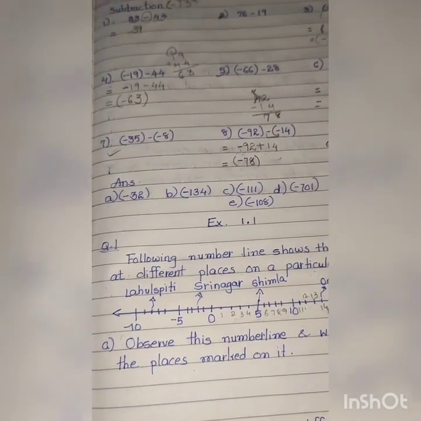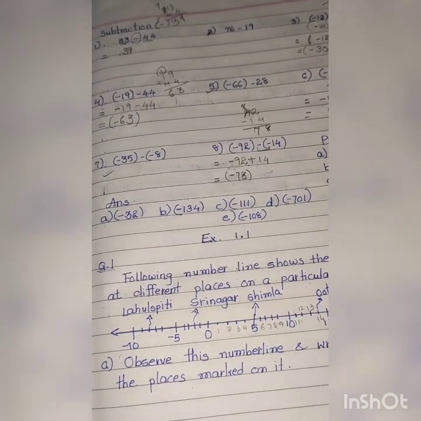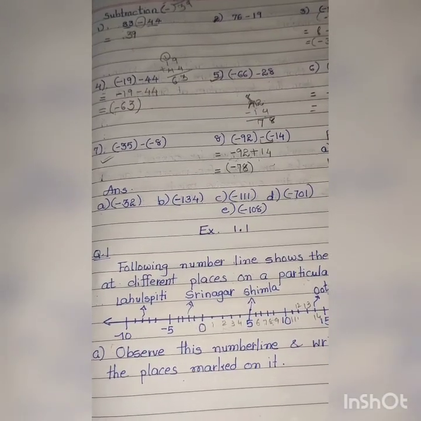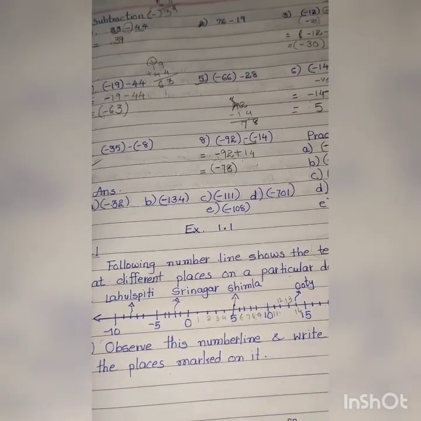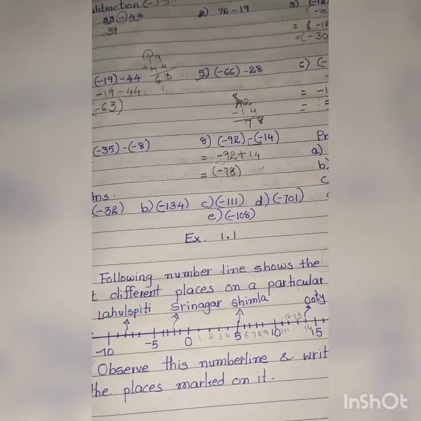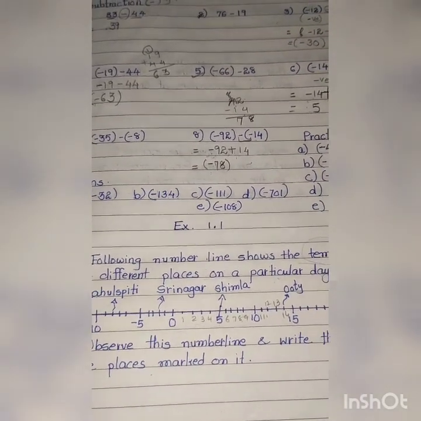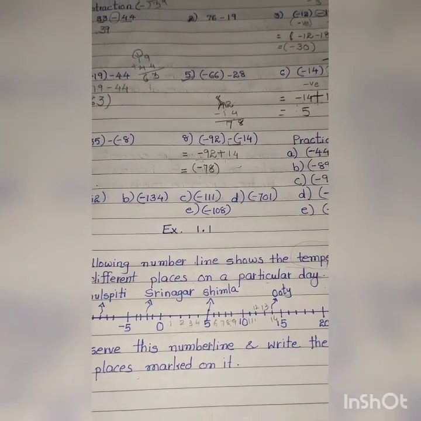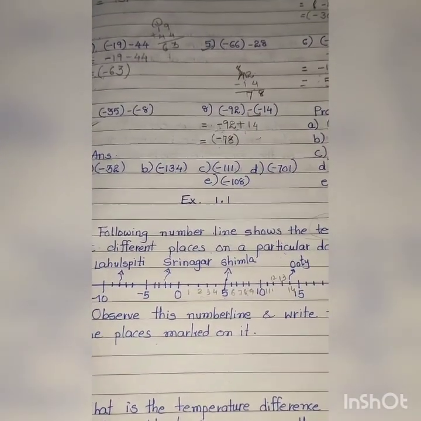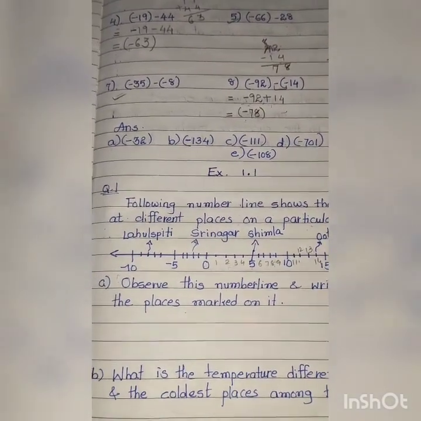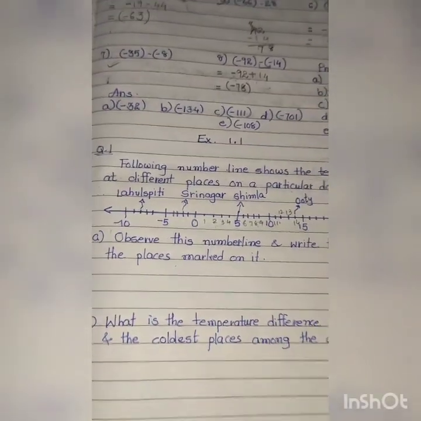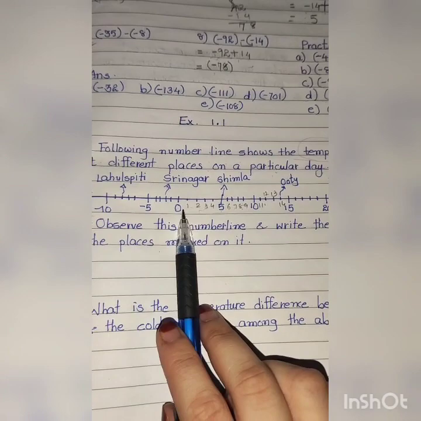But before that, let's take a quick recap of previous lectures. So what have we studied till now? We have studied the comparison of integers, how we can represent them on a number line, and how we can add and subtract integers. So based on that, we are going to solve this exercise. Let's move on to the first question of the exercise, which is based on the number line.